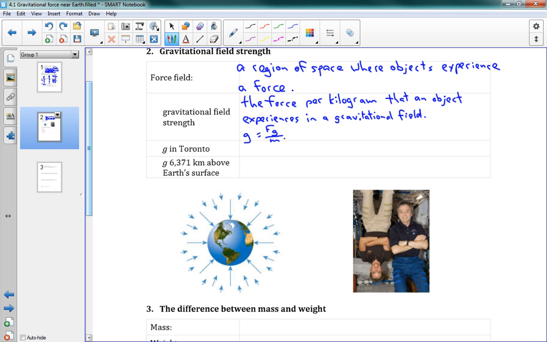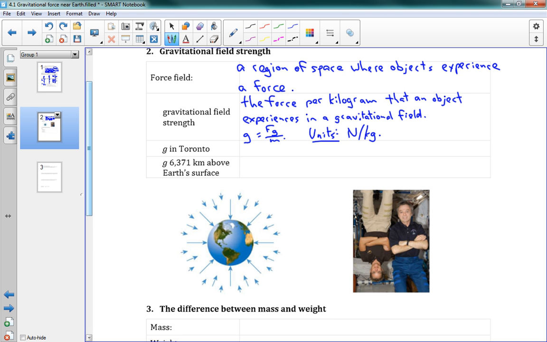So when I say g is 9.8, it means that each kilogram is going to experience 9.8 newtons of force. In general, we can describe this g as Fg over m, and our units here are newtons per kilogram. Now you might say, well, I know g is 9.8 meters per second squared. Yes, but we can also call it 9.8 newtons per kilogram. The units come out the same. You might remember that newtons are kilogram meter per second squared. So when you divide that by kilograms, you get meters per second squared.